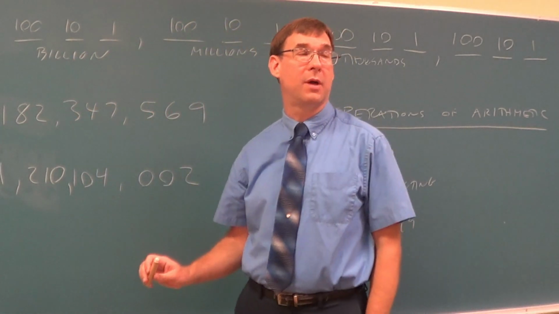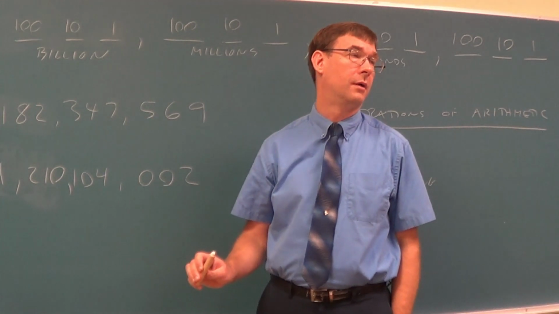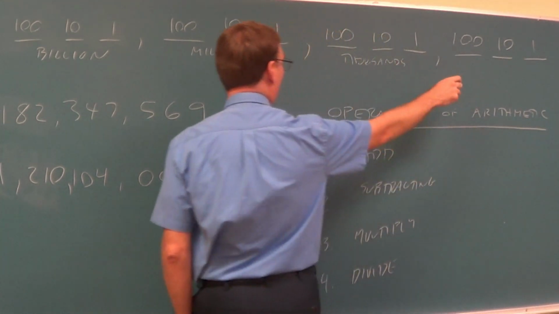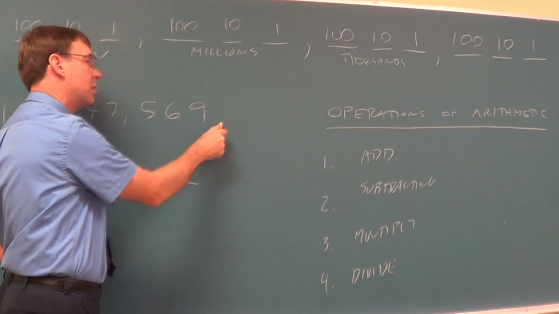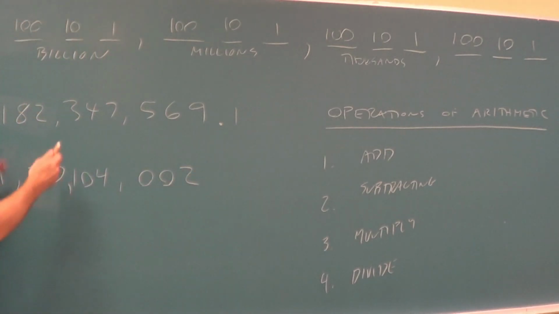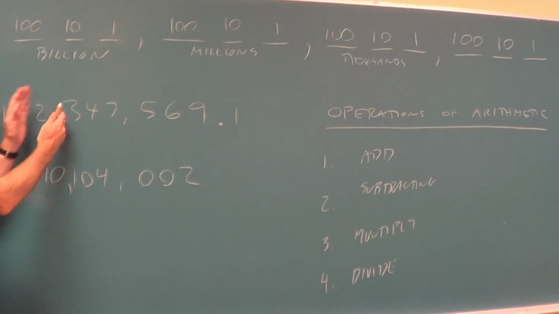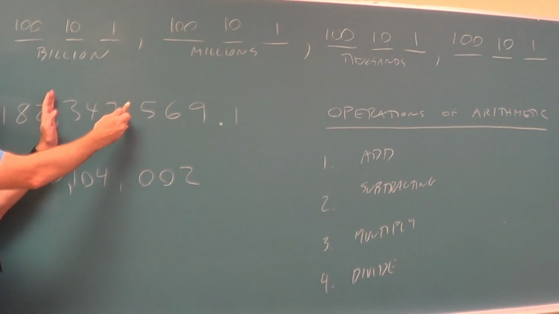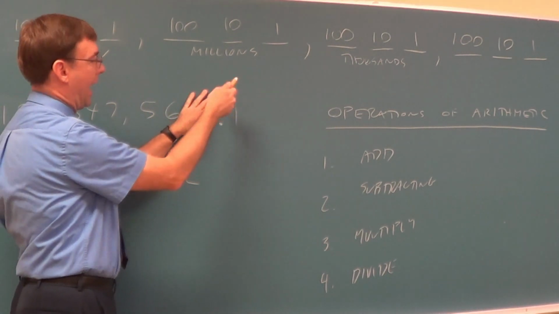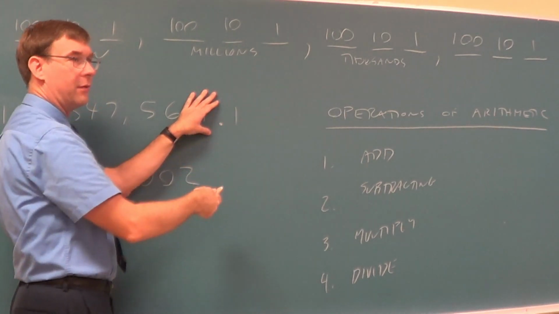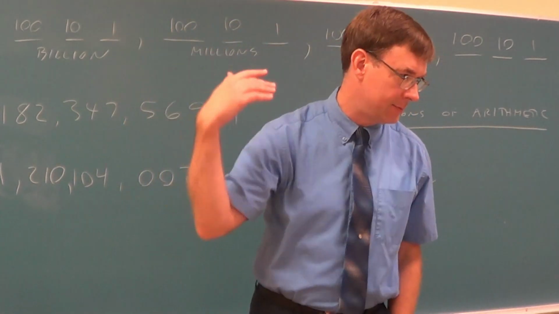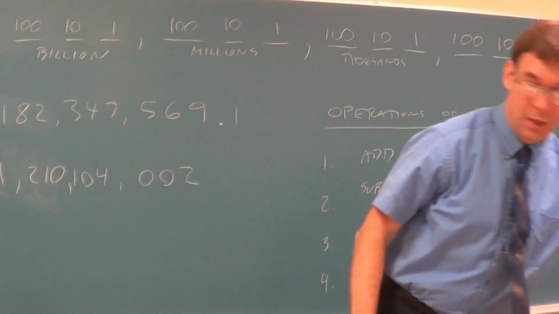Does anybody know what we're supposed to save the ands for? When you go below ones. If we get beyond the ones place, if we drop a decimal in there, then that's where we're supposed to say "and." So this would be 182,347,569 and 1/10. The and drops in when you drop in decimal points. Preview of things to come.